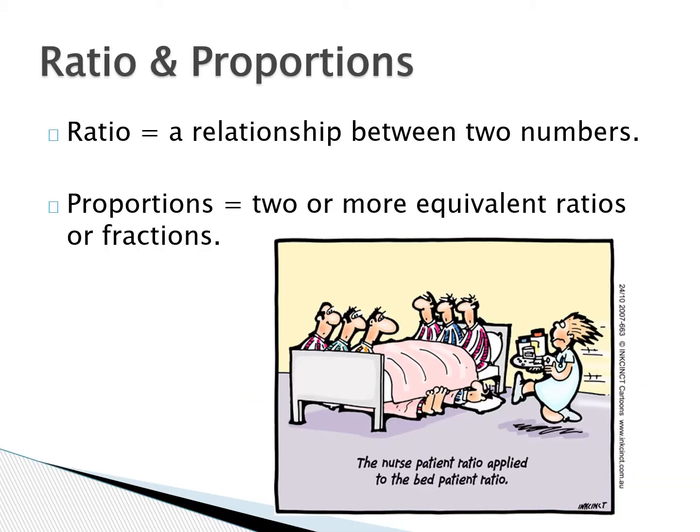Alright, so a ratio then is basically a relationship between two numbers. And proportions are two or more equivalent ratios or fractions. And I'll explain that here in just a second. So when we look at proportions, we're basically comparing two equal ratios in a mathematical equation.